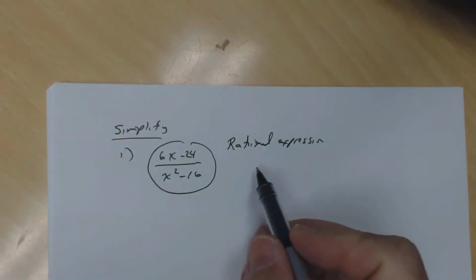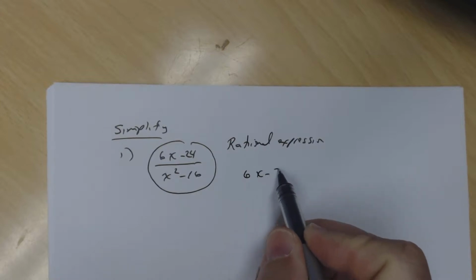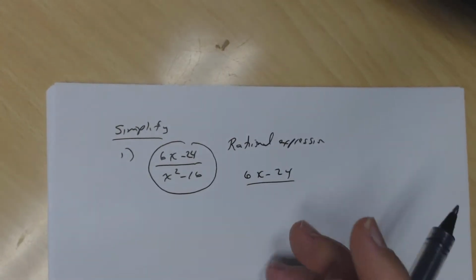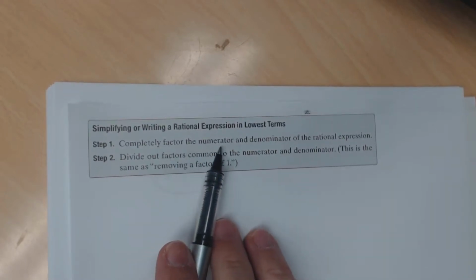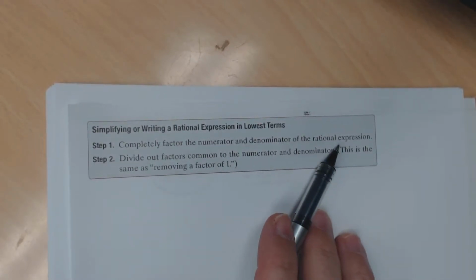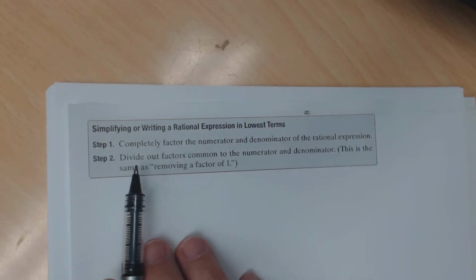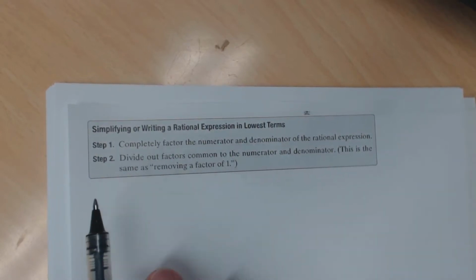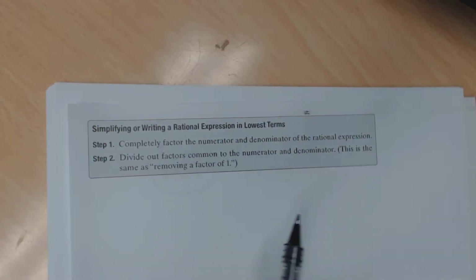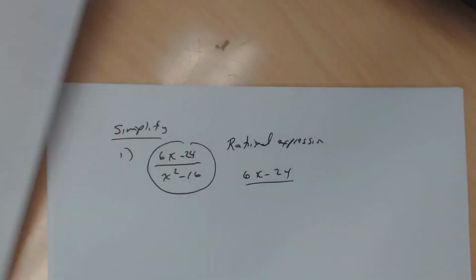So to simplify a rational expression, you first of all need to completely factor the numerator and the denominator of the rational expression. So you're going to factor, using what you learned in previous lessons. And then you're going to divide out your common factors in both numerator and denominator.